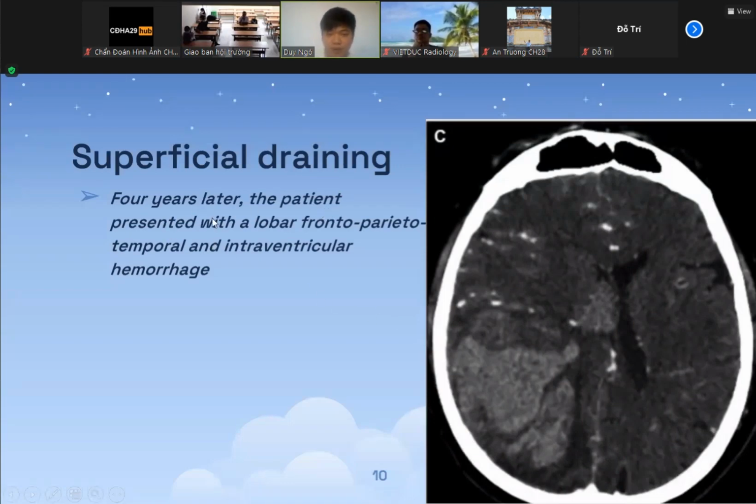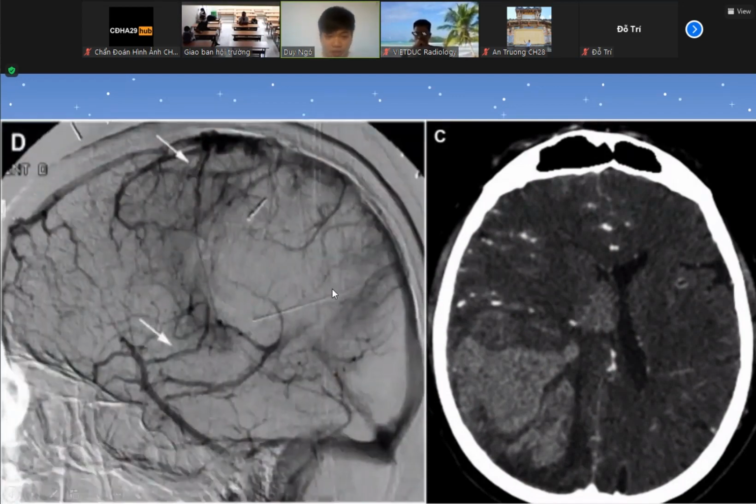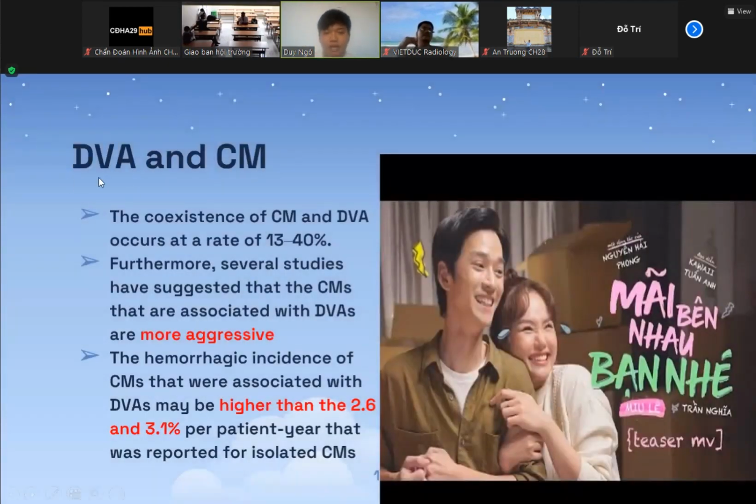Four years later, this patient presented with symptoms of lobar hemorrhage in the frontoparietal temporal region and intraventricular hemorrhage. And on DSA in the venous phase, you can see the caput medusa image has disappeared, but we can still see the image of the collecting vein, which is most likely appropriate for a case of venous thrombosis in DVI.